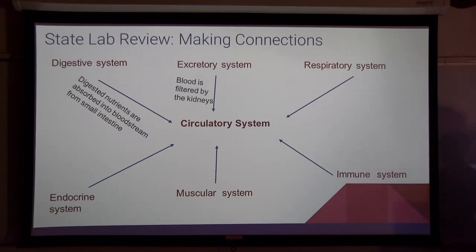The respiratory system, what do they put inside of the blood? Or take out of the blood? The respiratory. Oxygen. So this is going to be your gases. So we'll see gas exchange.